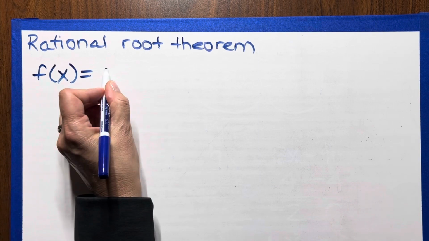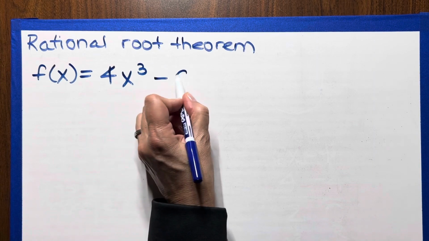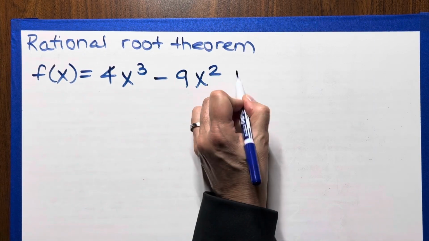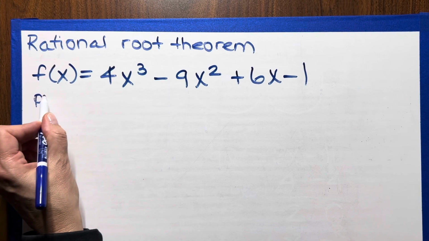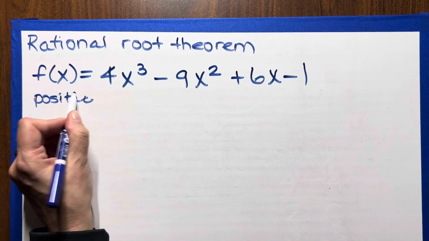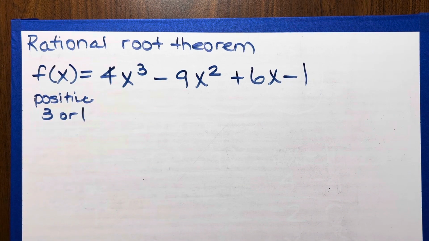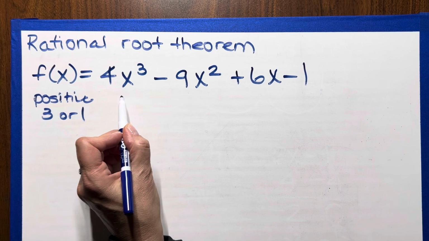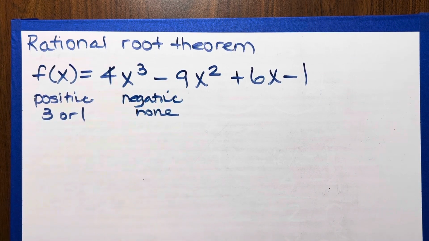Our function that we're using is f of x equals 4x to the third minus 9x squared plus 6x minus 1. This function is one that we determined previously how many positive or negative roots I could have. For the positive roots, we discovered that there are potentially 3 or 1 positive real roots. And we also determined that for negative roots, there were none.